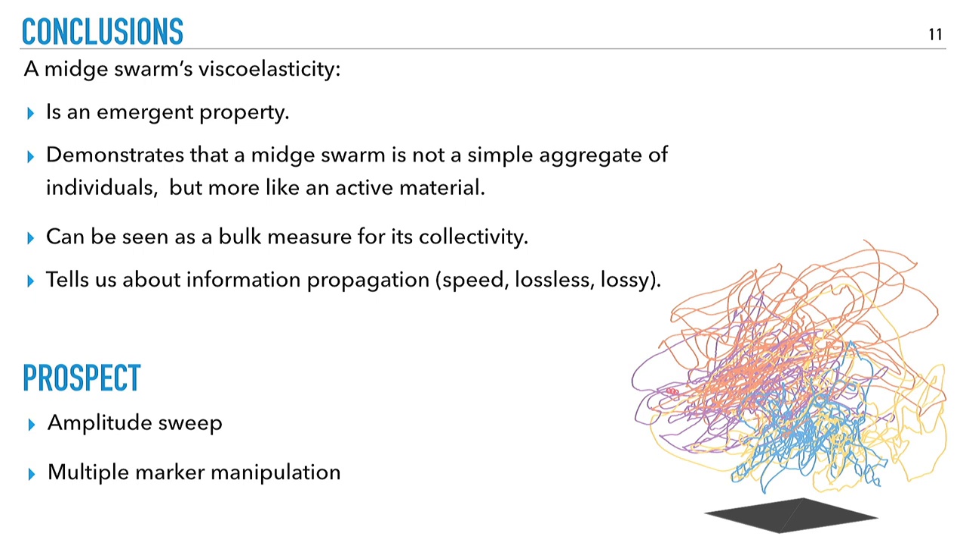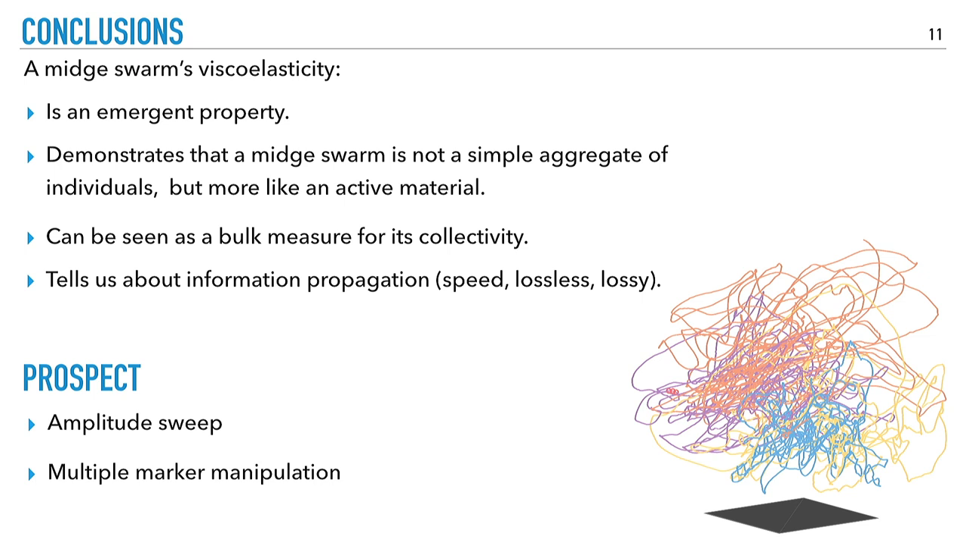And then it tells us about information propagation. So we have the speed of the information, and we have a measure for how much information is lost. That's the loss modulus. And then we have some non-lossy information, the storage modulus.